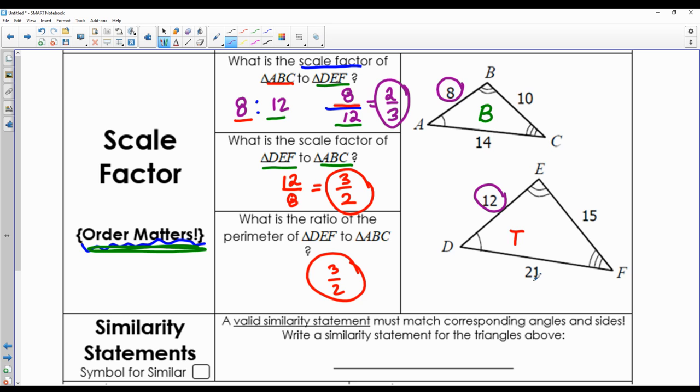So 12 plus 21 is 33, plus 15 is 48. That's 48 over, add all these together, 8 plus 14 is 22, plus 10 is 32. 48 and 32 are both divisible by 16. Divide them by 16 and you've got 3 over 2. So you're done with this.